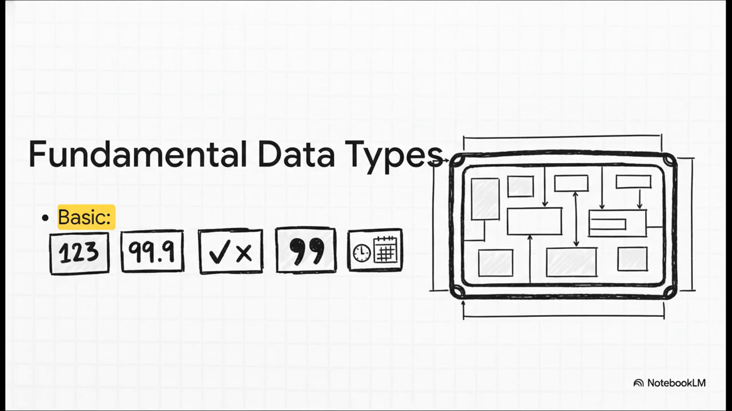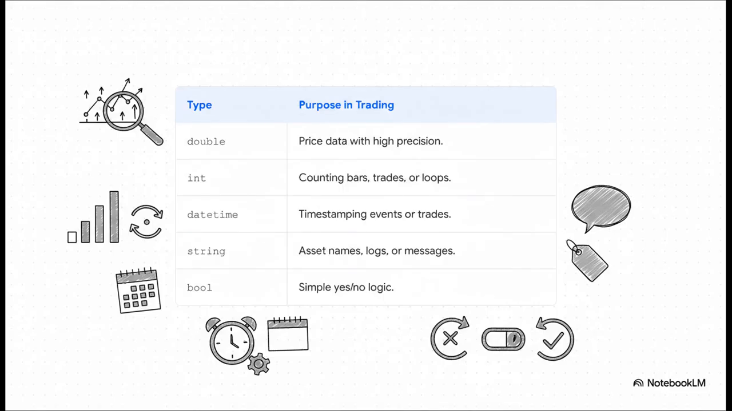Then you've got your complex types, which is where you get to combine those basic bricks into your own custom-made pieces, like structures and classes. And this is where it all clicks into place. You start to see why having these specific types is so crucial. You're not just dealing with random numbers here. You use a double for price because you need every single one of those decimal points for accuracy. You use an int for counting bars or trades. And a bool, that's your simple yes or no switch, like, is it okay to trade right now? It's all about using the right tool for the right job.